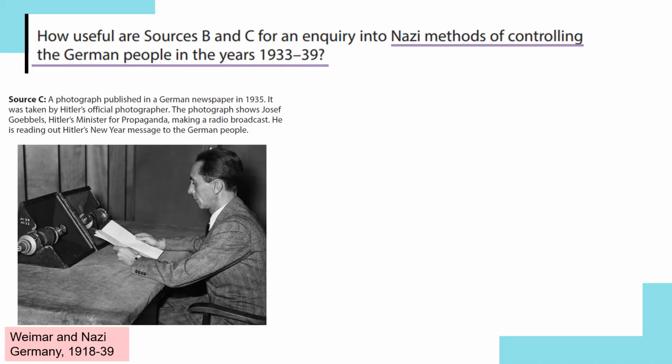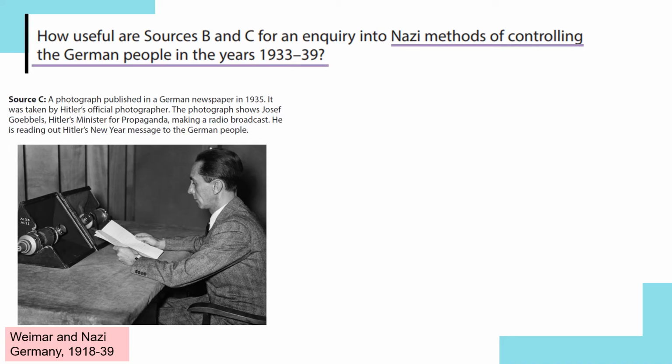Then you would need to discuss the provenance. You could choose to discuss the origin of this photograph, the fact that it was printed in a newspaper, and you could use it then as an example of propaganda being spread through 2 different forms of media, both the print and the radio, to get the Nazi message wider.